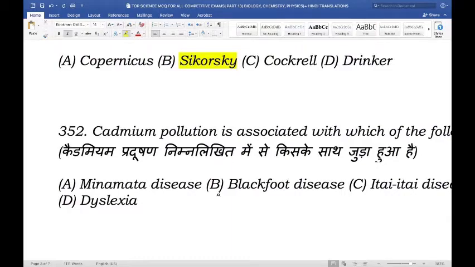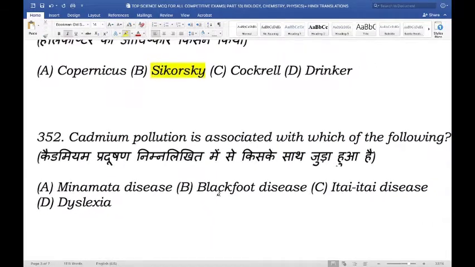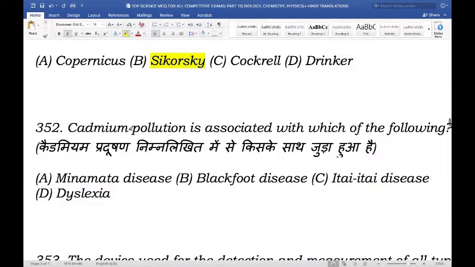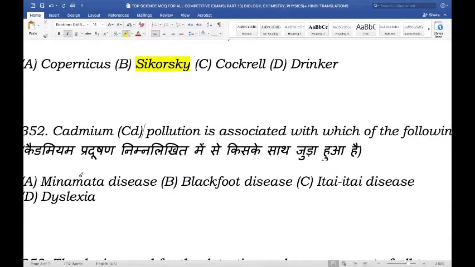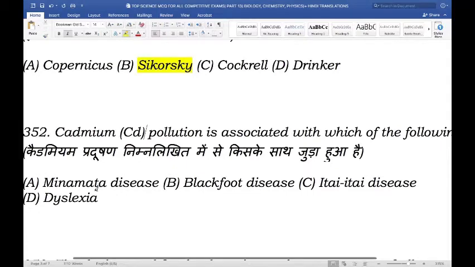Moving on. Cadmium pollution is associated with which of the following? So what is cadmium pollution associated with? Is it associated with Minamata disease, Blackfoot disease, Itai-itai disease, or dyslexia? Again, in my previous video, I have mentioned that Minamata disease is associated with mercury pollution. But in this case, it's asking for cadmium pollution. And the correct answer here is Itai-itai disease.